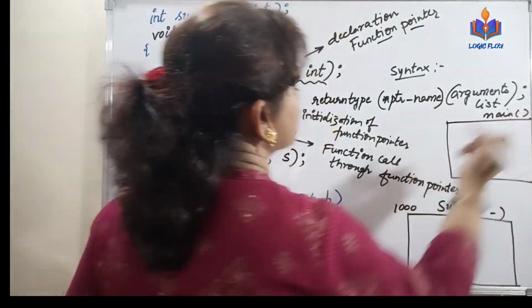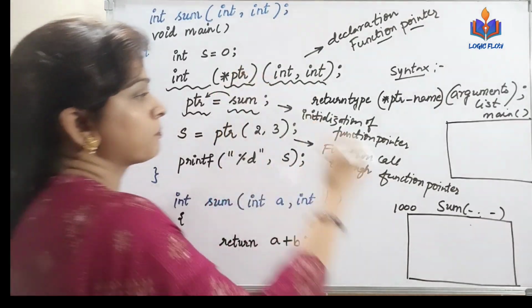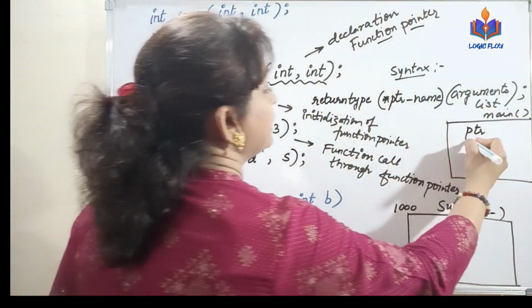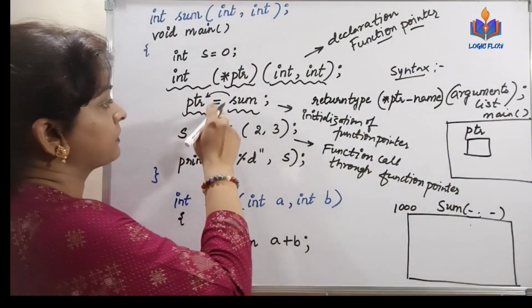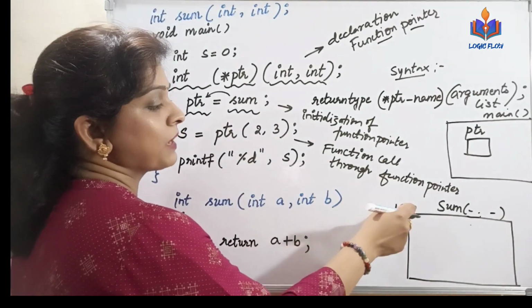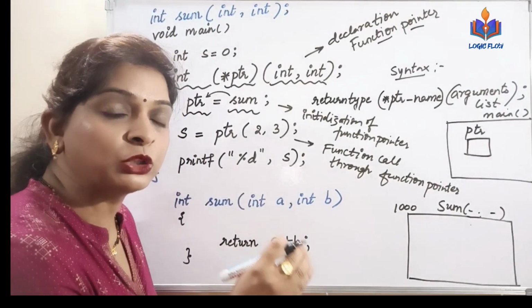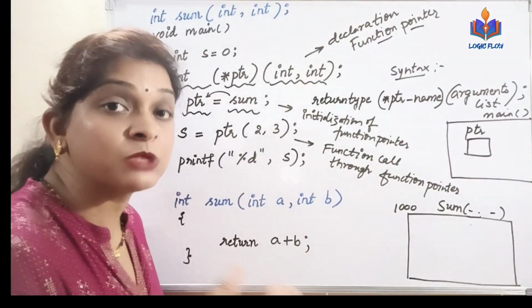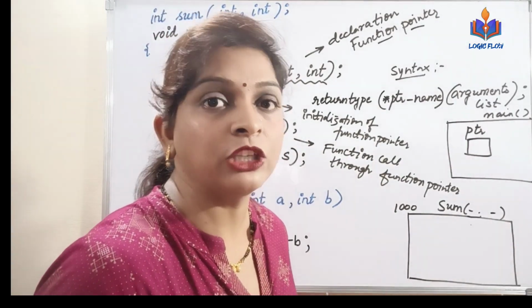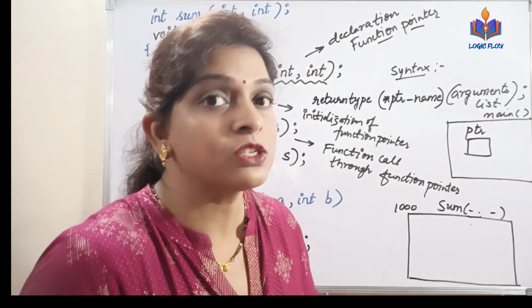Inside the main function, what do we have? We have the function pointer, which is ptr. Now I say ptr equal to sum, and sum is nothing but the sub function. What is the base address of this function? 1000. So I am straight away pointing to the code of the function. That is what a function pointer is going to do. It is going to get the address of the function.